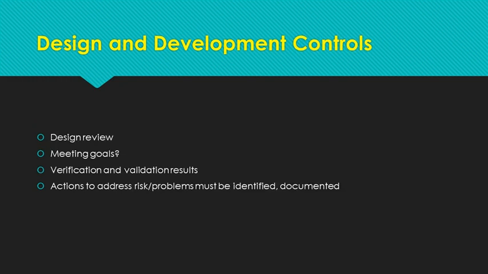Now let's talk about design and development controls. Design and development controls are also known as design reviews. The design review makes sure the project is meeting the delivery and performance goals. These goals come from the design inputs and measurements of the new design against performance requirements, and it's done as appropriate at the developmental stages.